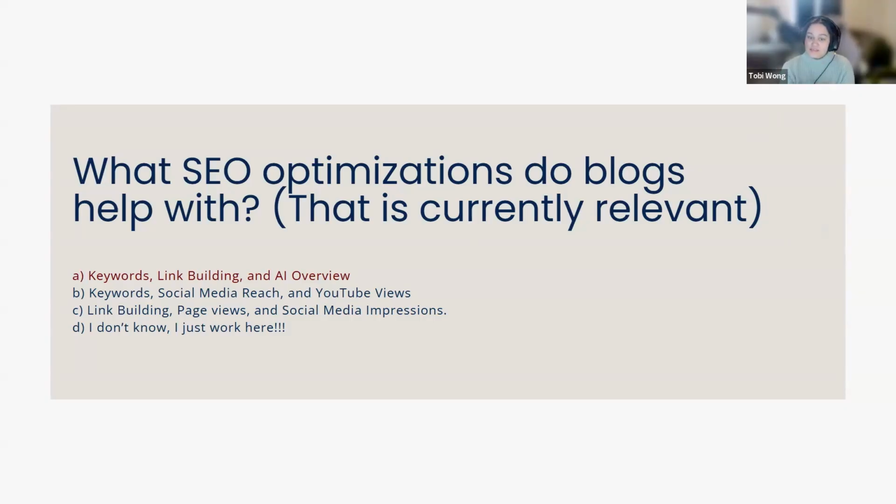Optimizations that are currently the best for blogs and helping websites are going to be keywords, link building, and AI overview. It could help with page views and it could help with social media impressions, but I don't think you should be using blogs on your website to try to help with your social media. I mean, it does help, but it's probably not your main focus.